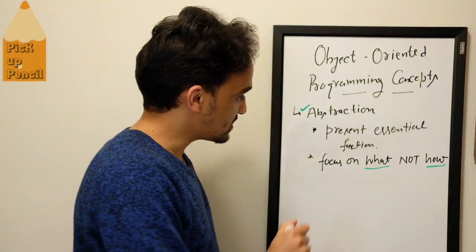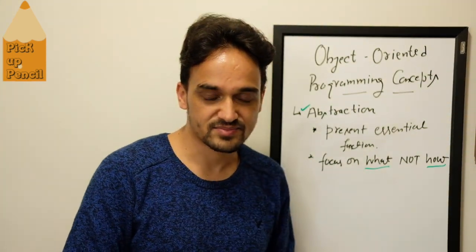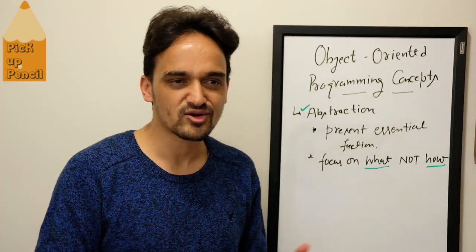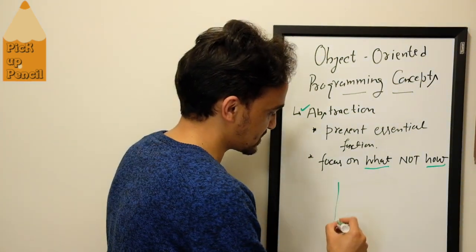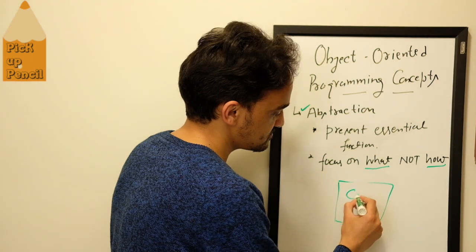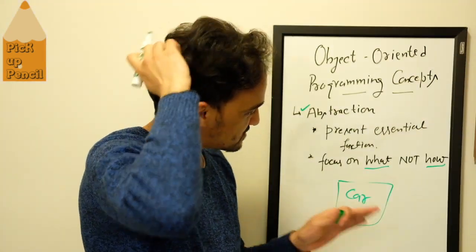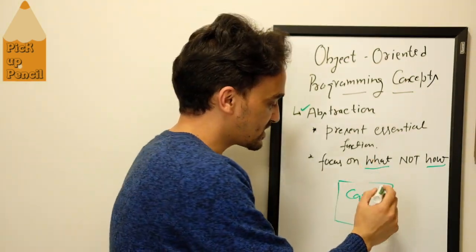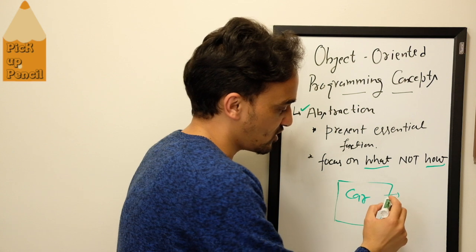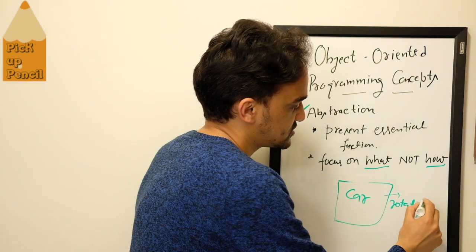If you take an example of this in the real world, we see abstraction in many places. Let's take an example of a car. We can consider the car an object, and we can say that the car has a function of rotating tires.